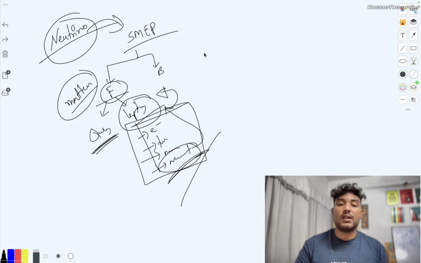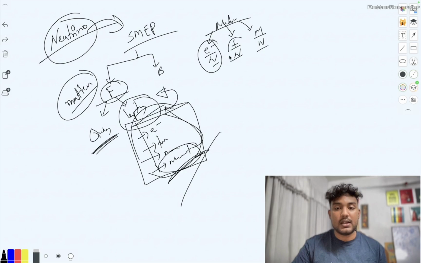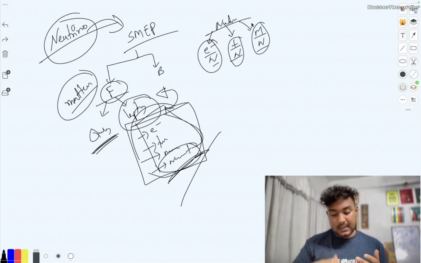Let me tell you more about neutrinos. We can find three types of neutrino: the electron neutrino, the tau neutrino, and the muon neutrino. They are similar to the other lepton particles. So these are the three categories of neutrino particles. And lastly, we will discuss why we discovered the neutrino and why the neutrino is very important to learn. That is why I'm making this video.